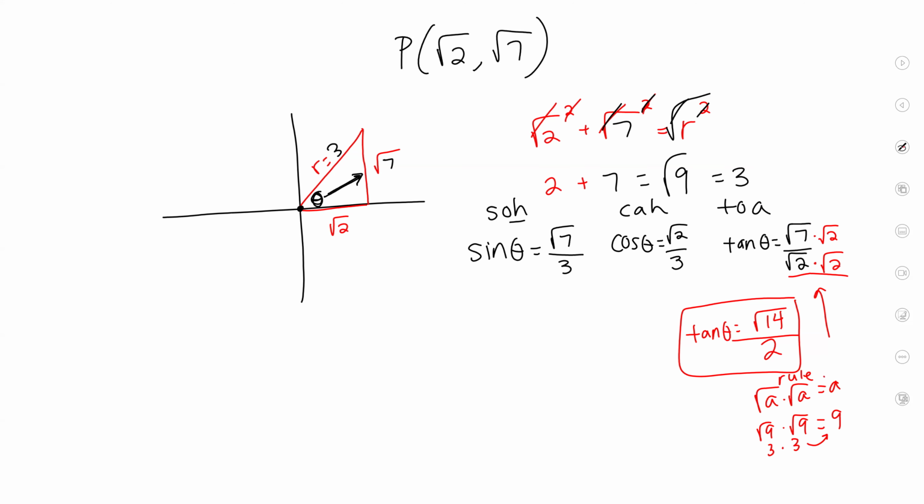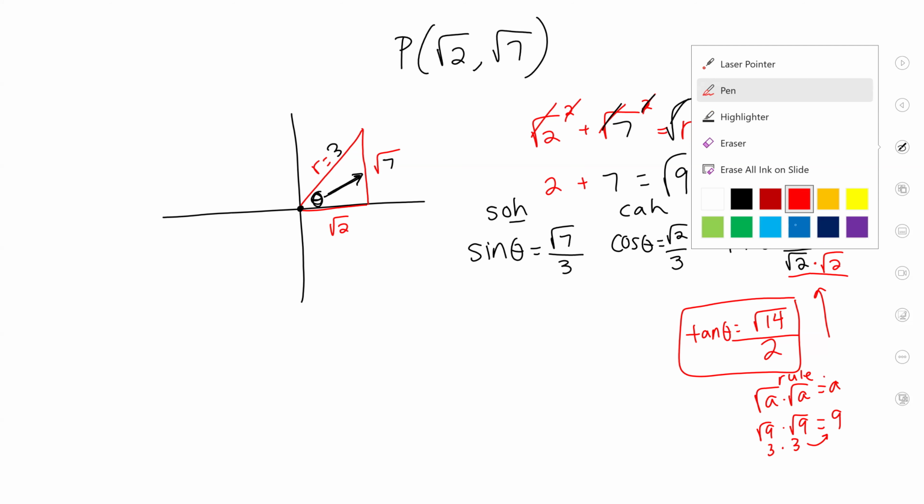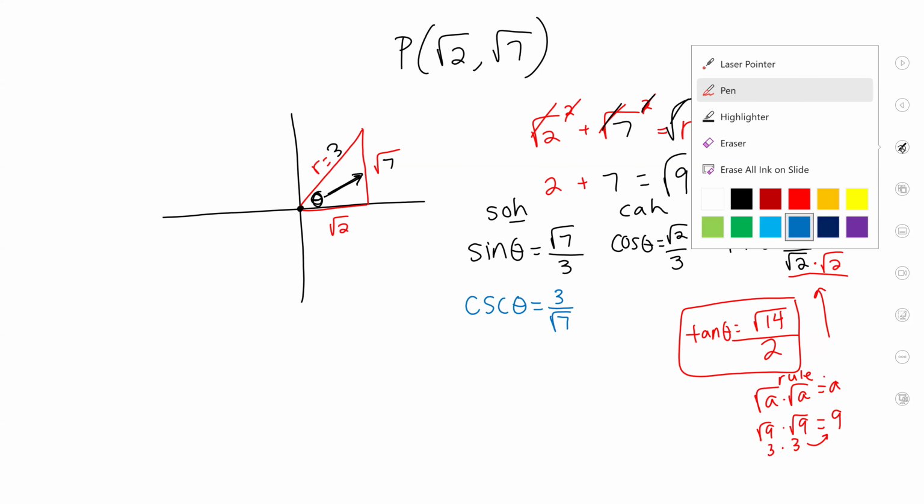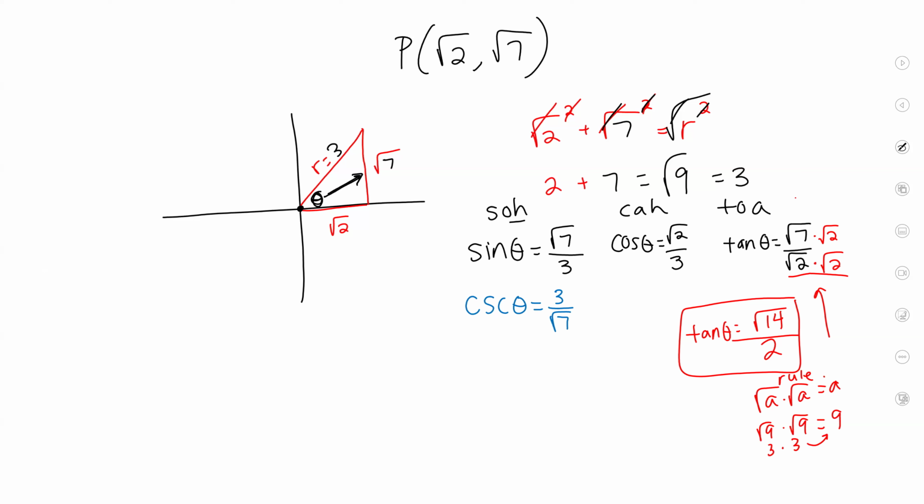Okay, now let's do the reciprocal functions. The reciprocal of sine is cosecant. Or cosecant is the reciprocal of the sine. So I'm going to do 3 over square root of 7. Remember, you cannot leave a square root in the denominator. So please get rid of it. Your answer is 3 square roots of 7 over 7. I'm going to let you guys find secant and cotangent theta.